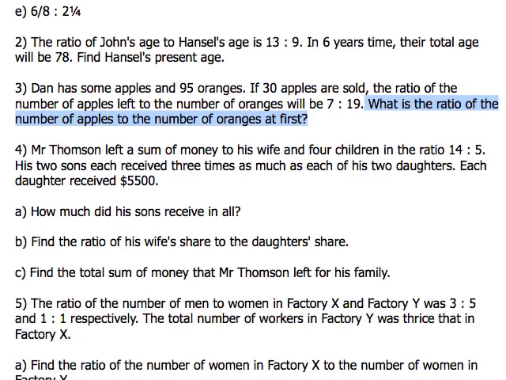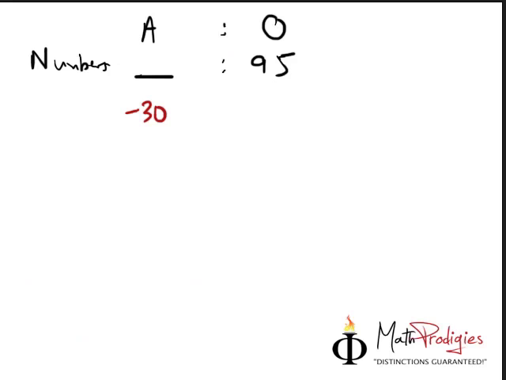The ratio of the number of apples left to the number of oranges is 7:19. This is a ratio. We don't know the number of apples, so we can't tell what the 7 units are. But do we know the oranges? We do. The number of oranges is 95, and that equals 19 units.